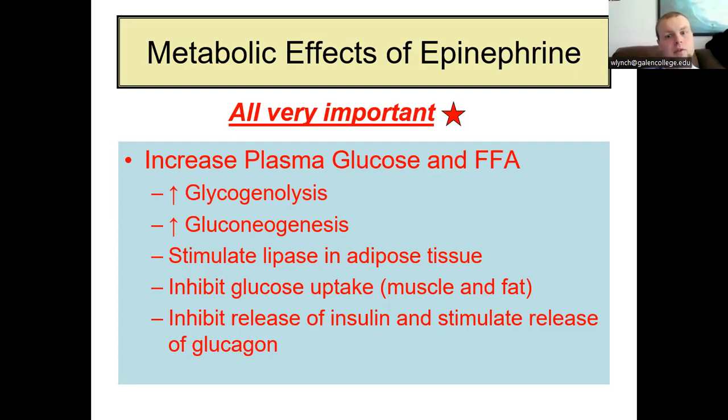We're inhibiting the uptake of glucose to try and buffer that blood glucose level, and it's inhibiting insulin and stimulating glucagon. So we're inhibiting insulin, so we have less drive for the glucose to be taken up by the cells, and we're stimulating glucagon, which is going to increase glycogenolysis and gluconeogenesis in the liver.